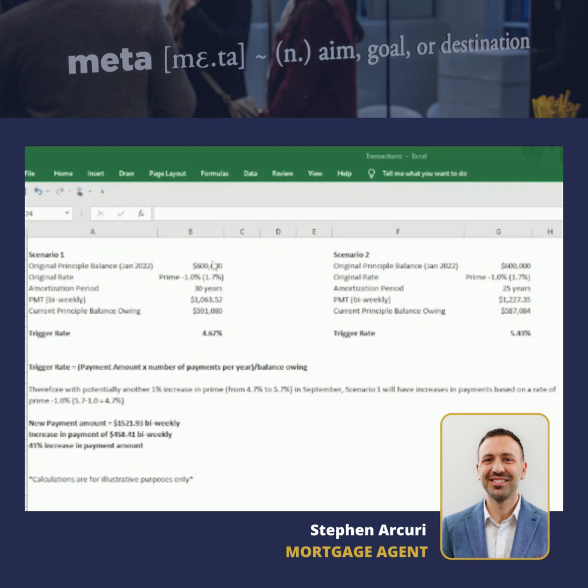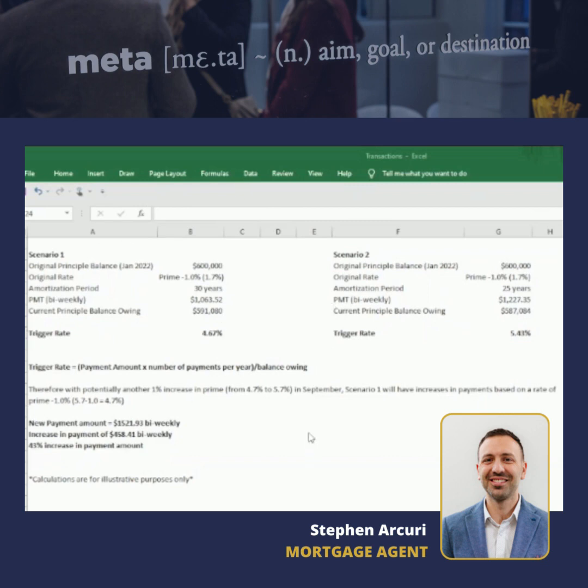What does that do? This client's payment now becomes prime -1, so 5.7 minus 1 is 4.7%. Pretty simple math there. Now their new payments are set based on that 4.7%, on a 30-year amortization, to keep them on their contractual original amortization period. The new payment amount becomes $1,521.93 biweekly. The increase in payments is approximately $458.41 biweekly, and that amounts to a 43% increase in the client's biweekly payments.